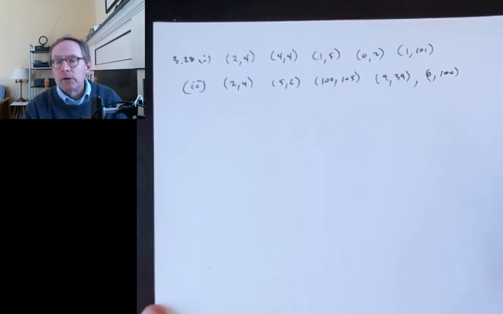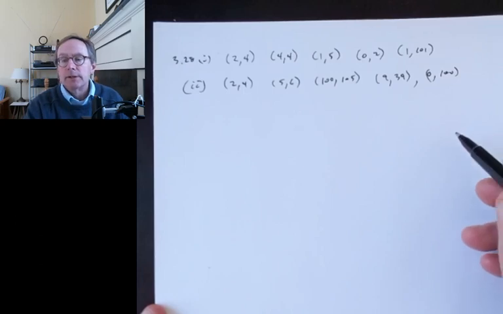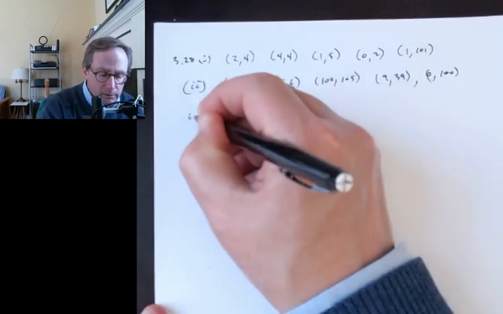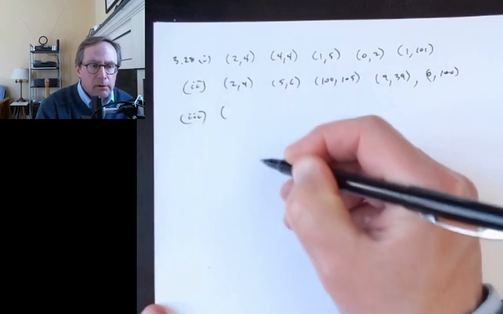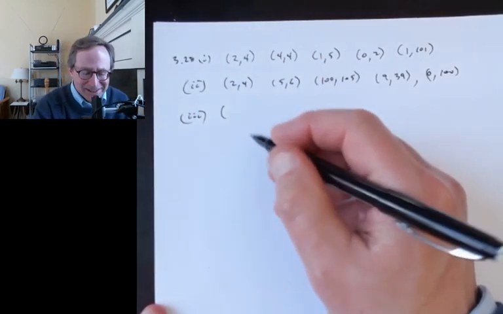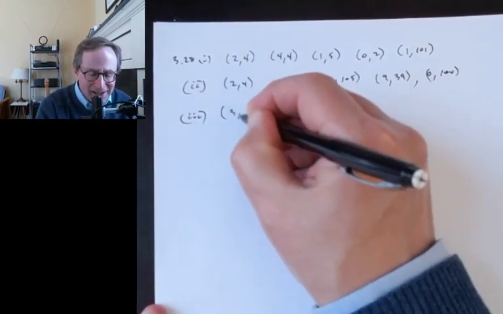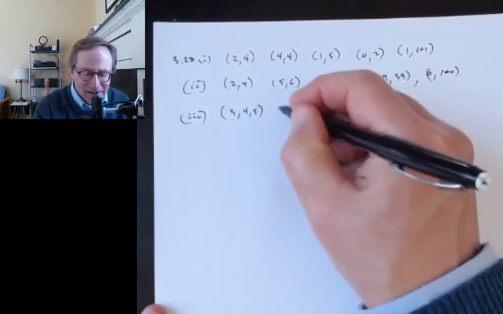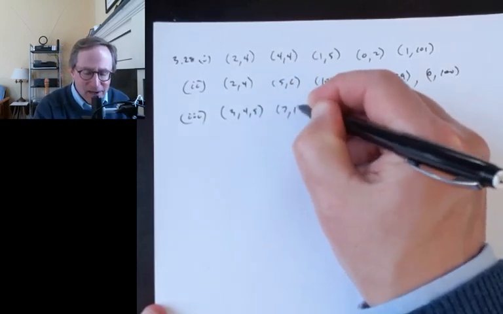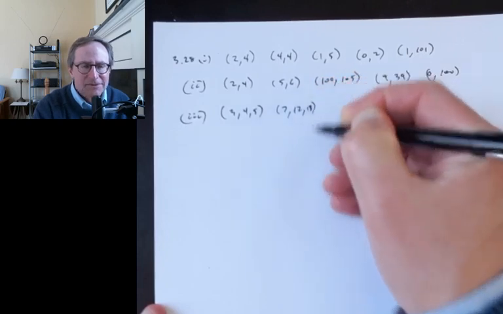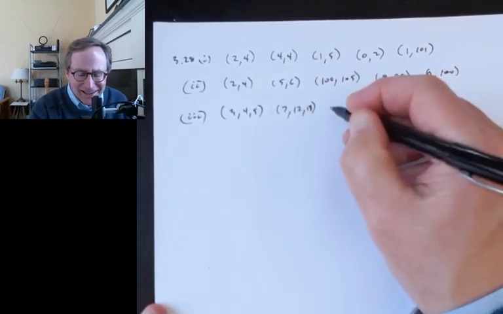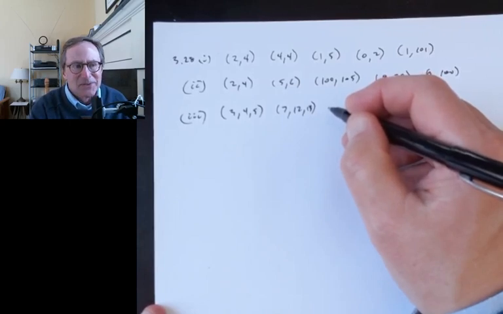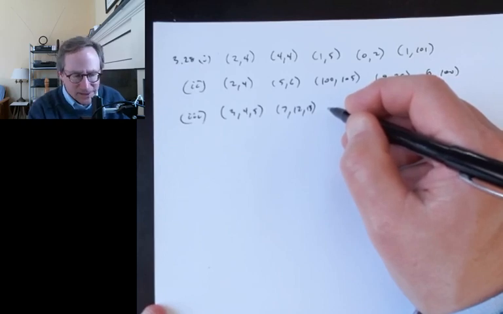Roman 3 is you're looking for triples where x squared plus y squared equals z squared. I don't know if I can remember 5. We'll see. How about 3, 4, 5? How about, does it go 7, 12, 13? I hope so. I don't know. What's the one with 5? Maybe it's 5, 12, 13, and 7, 24, 25.